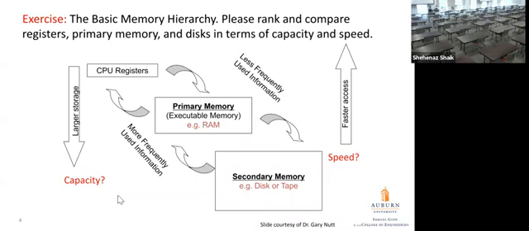So there is one thing that we are missing over here, which is cache memory, and a particular system can have multiple levels of cache memory again. And we should be able to include the various levels of cache into this hierarchy somewhere between registers and primary memory.